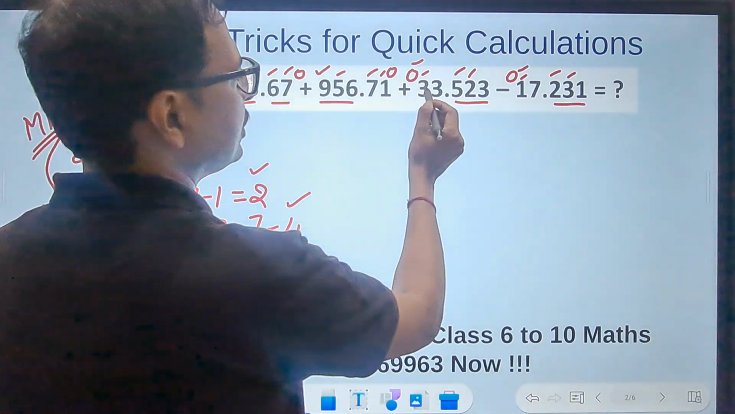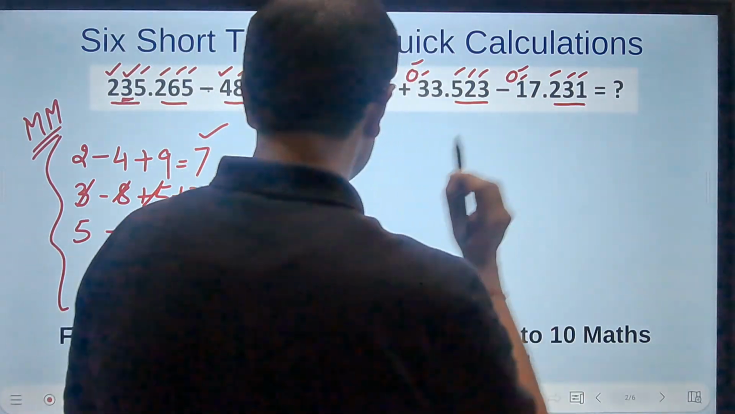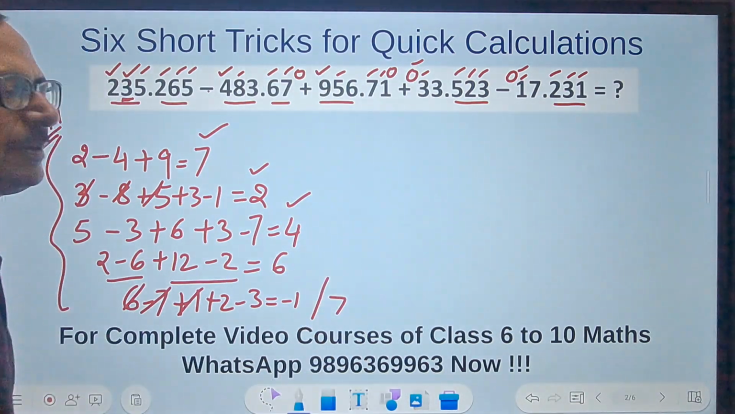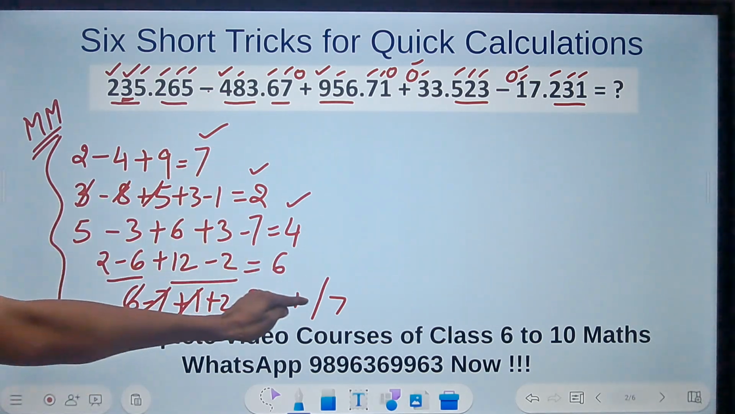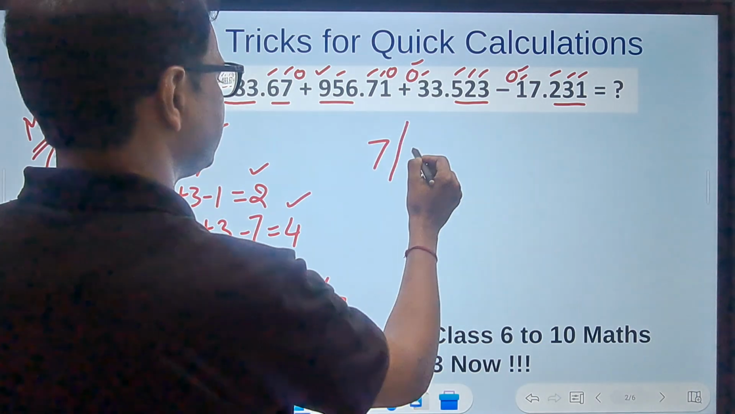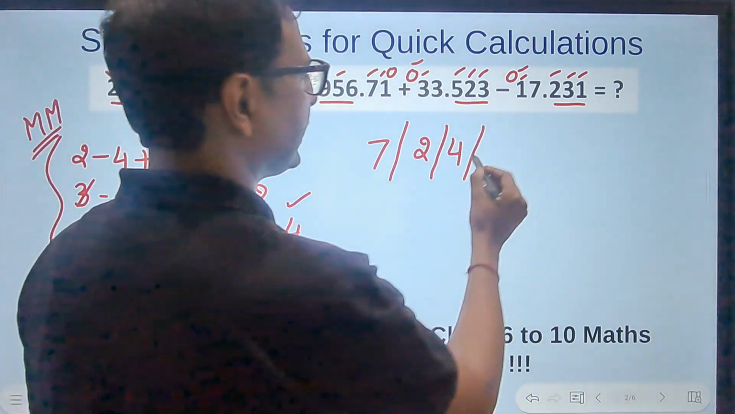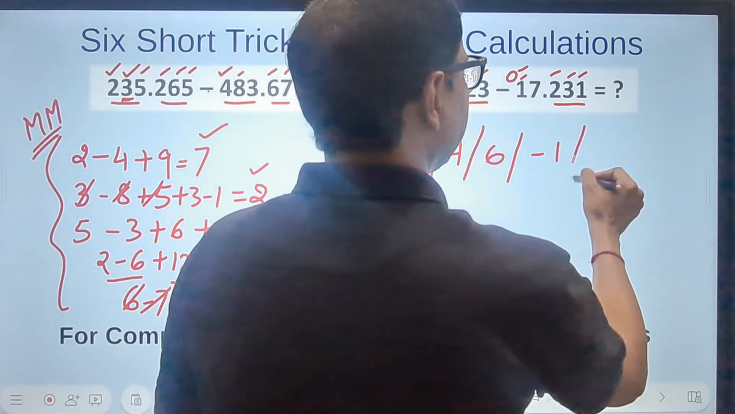Then again 0. So 5 again. 5 plus 3 is 8. 8 minus 1 is 7. So the last digit is 7. Now once you get all these digits in the mind, you have to write them in order like 7 slash 2 slash 4 slash 6 minus 1 and 7.